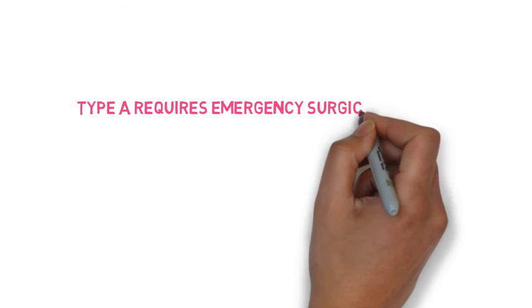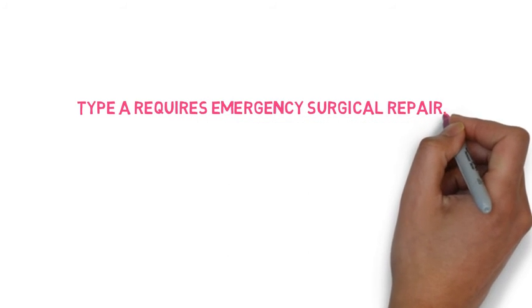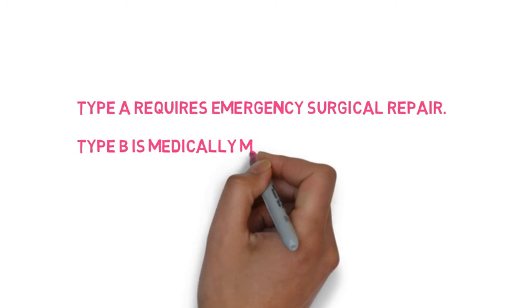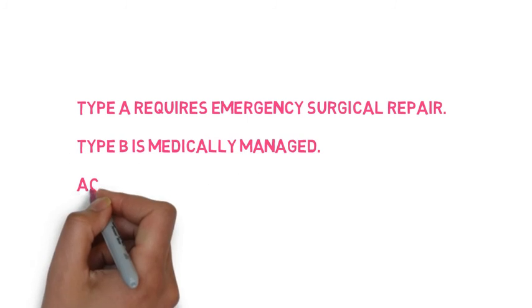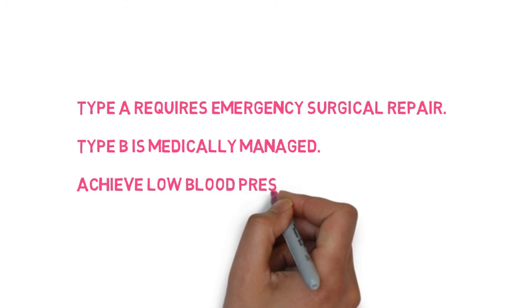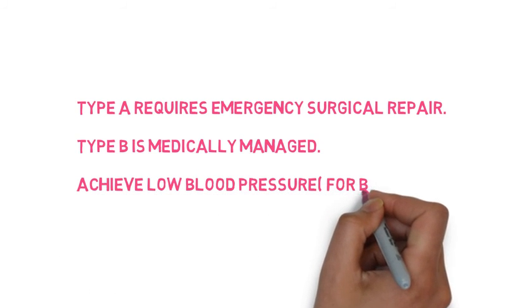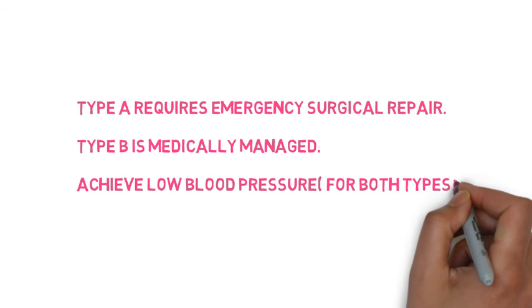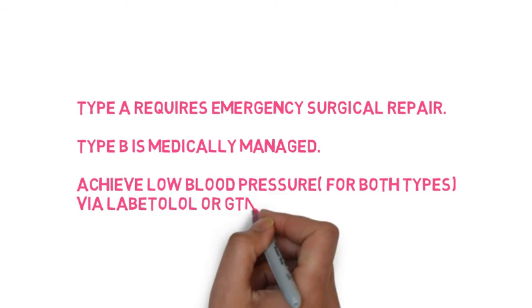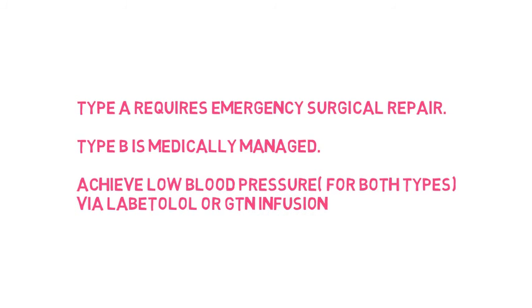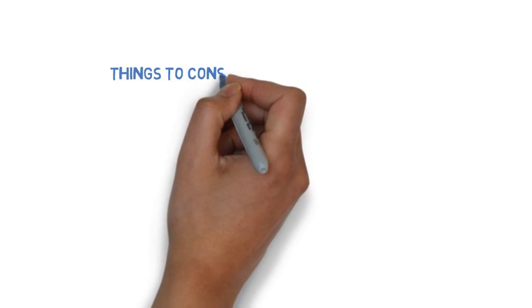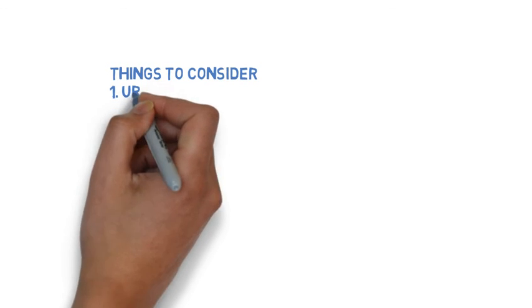Aortic dissection is treated differently depending on whether it is type A or type B. Type A will require an emergency surgery repair. In contrast, type B is managed medically. You will need to achieve a low blood pressure in both types. This is a systolic blood pressure of less than 100. This can be achieved by IV infusions of labetalol or GTN spray.